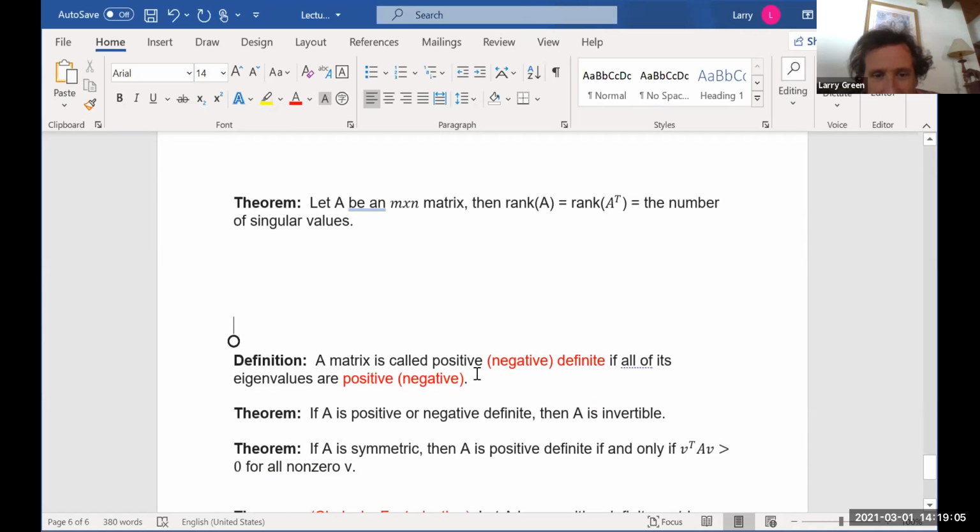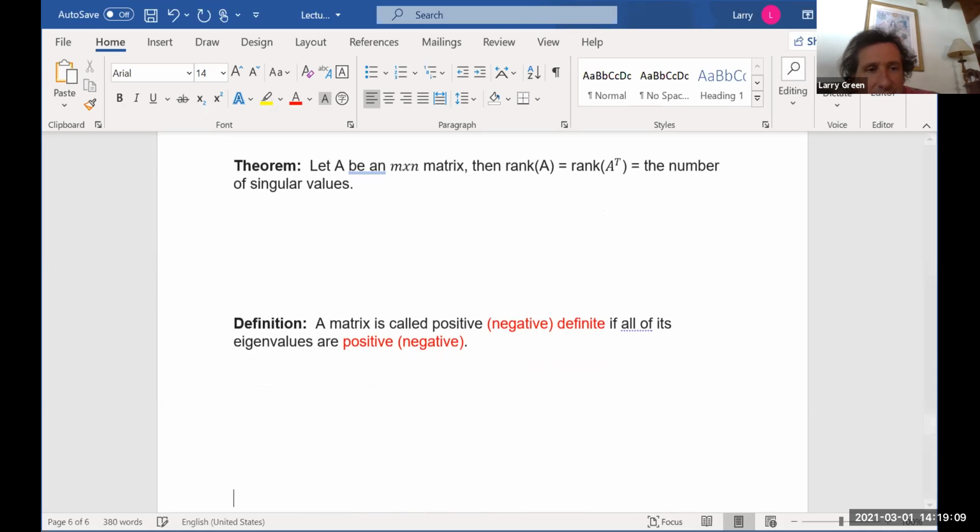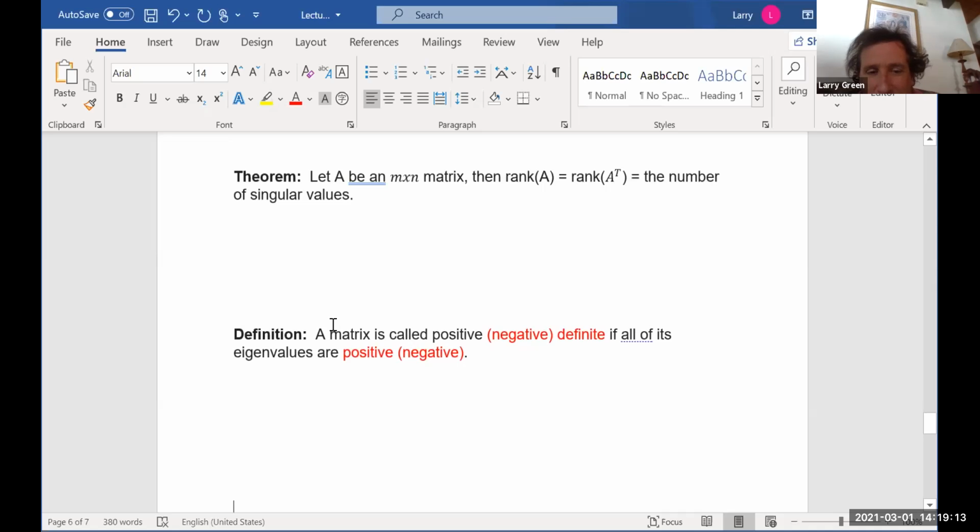All right, here comes a definition. And then maybe I might go to the book and do some examples. I think this might be the best way. A matrix is called positive, or in parentheses, negative definite, if all of its eigenvalues are positive, it's positive definite; negative, if it's negative definite. Any questions on that definition? Okay, so if all of its eigenvalues are positive, it's positive definite. If all of its eigenvalues are negative, it's negative definite. Is that clear?